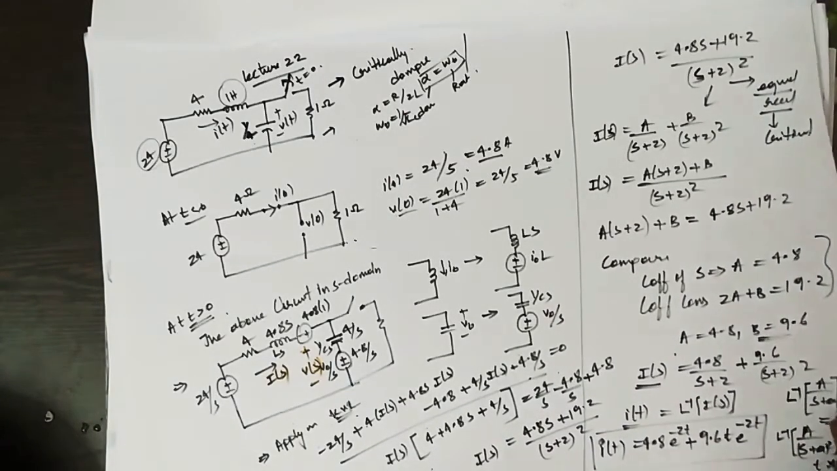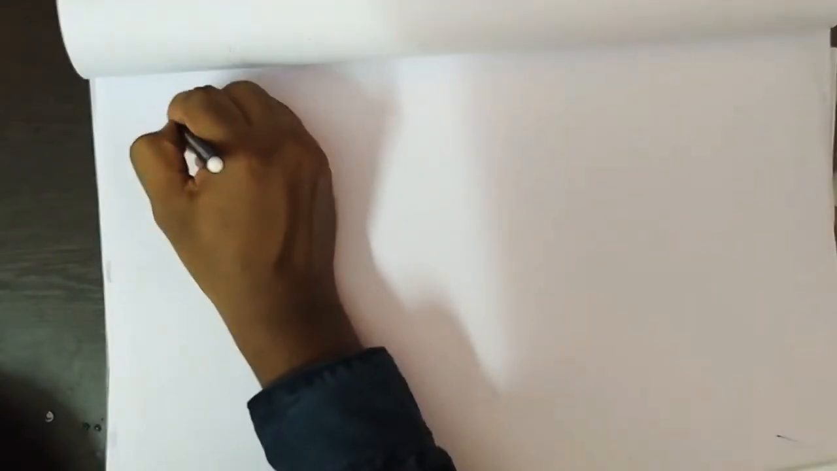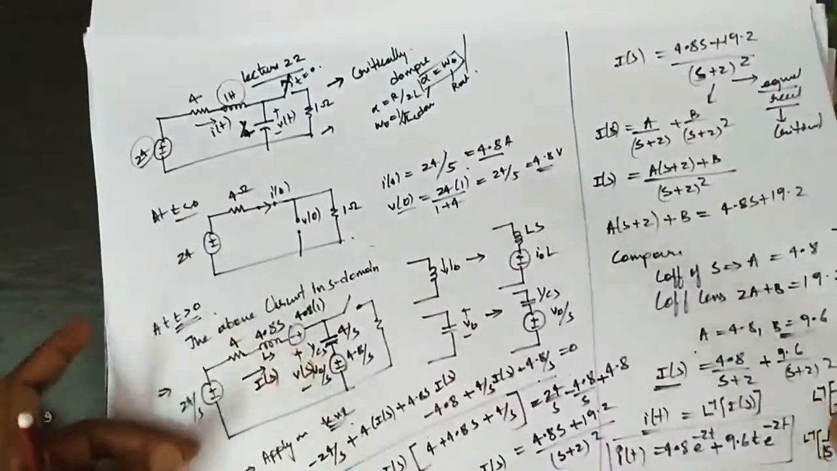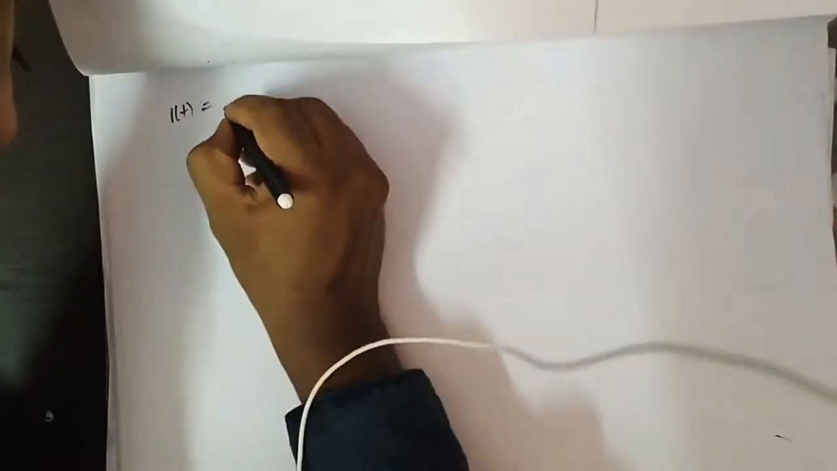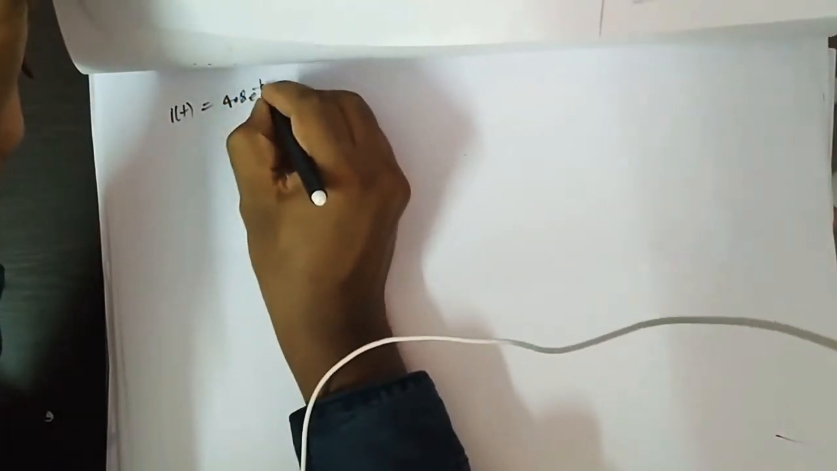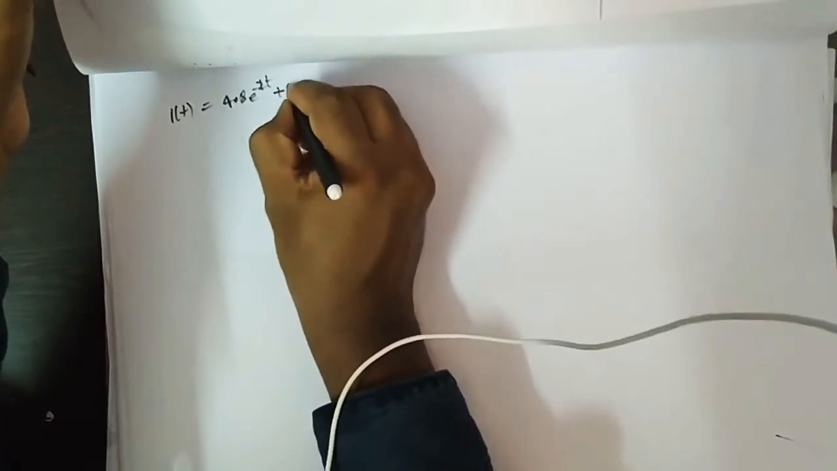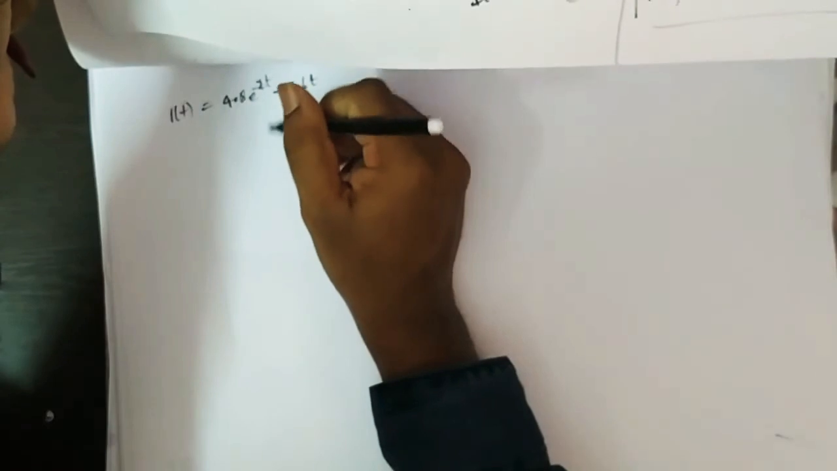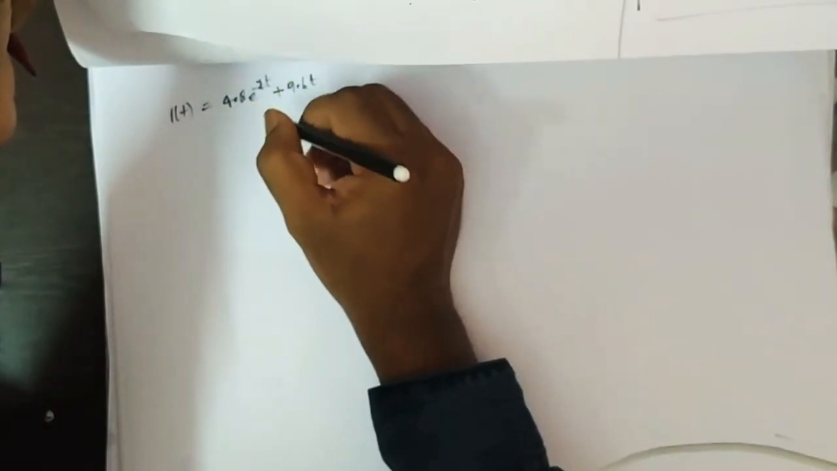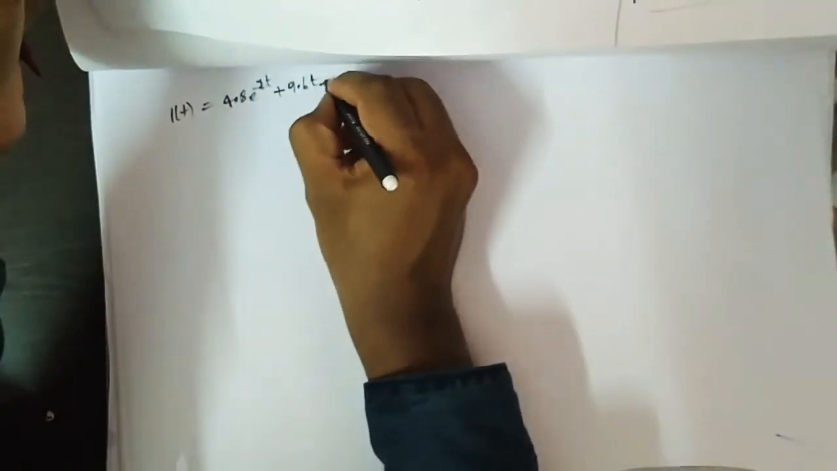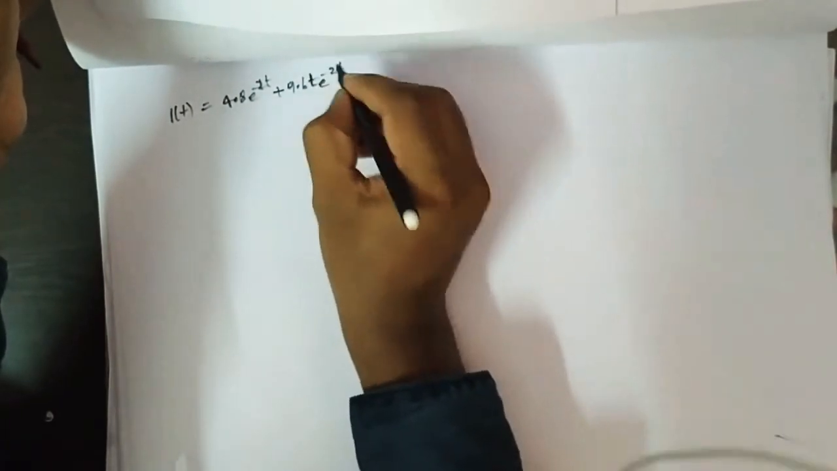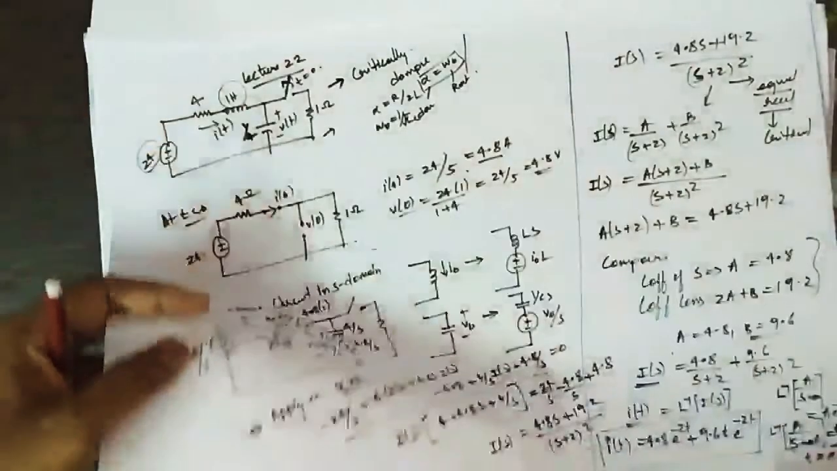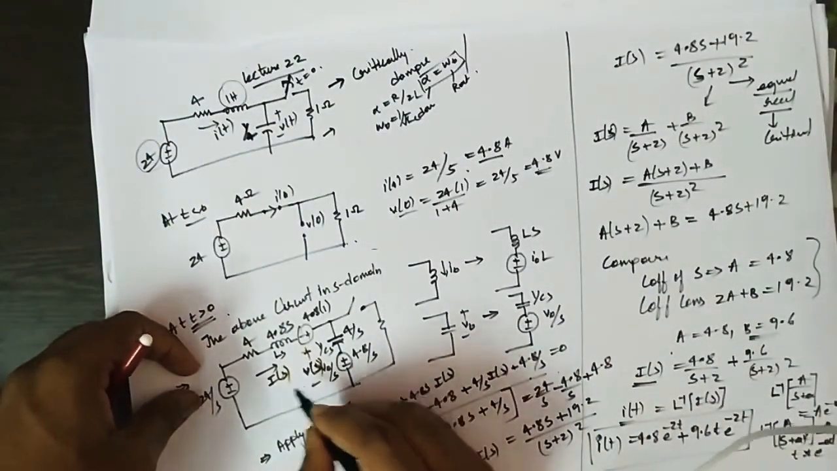So I of t equal to 4.8 into e power minus 2t plus 9.6 into t into e power minus 2t. You just keep this aside. Now our target is to find V of s by using I of s.